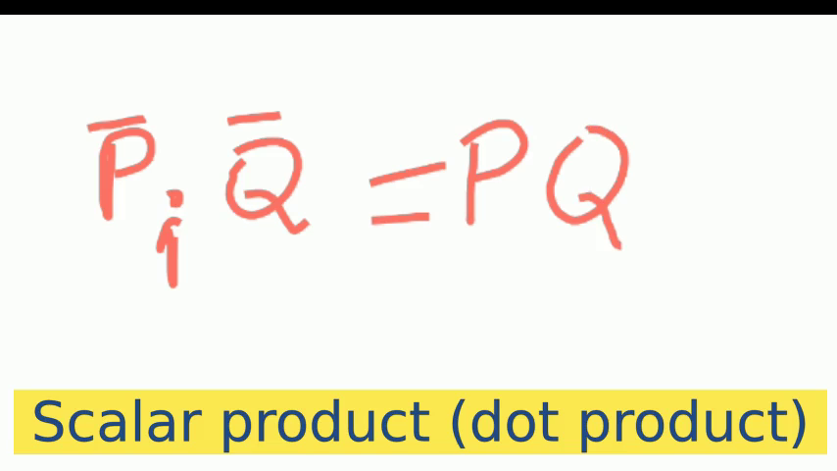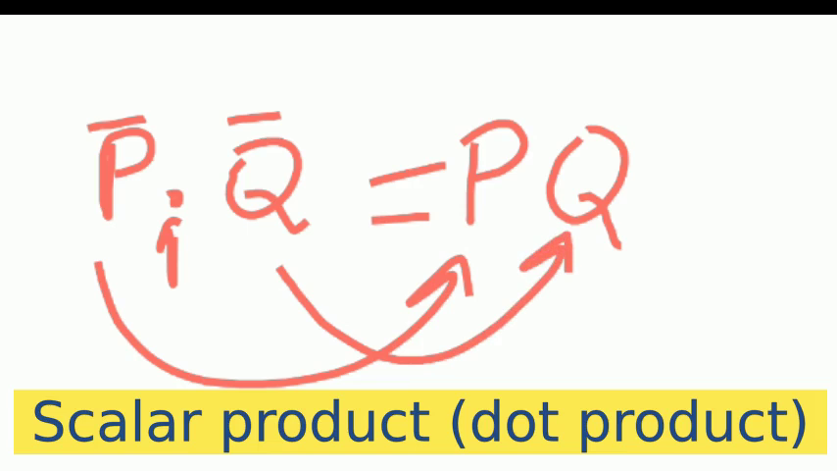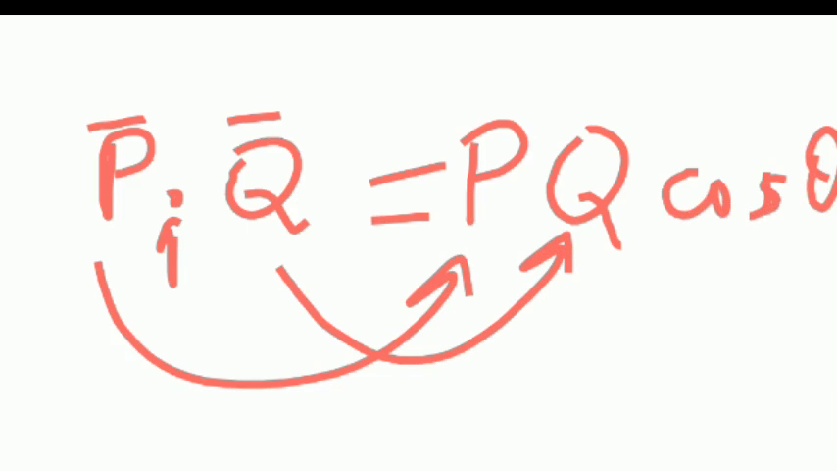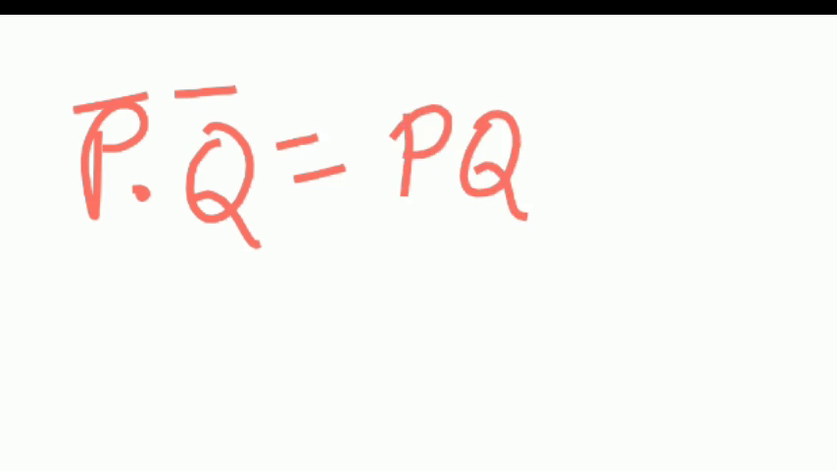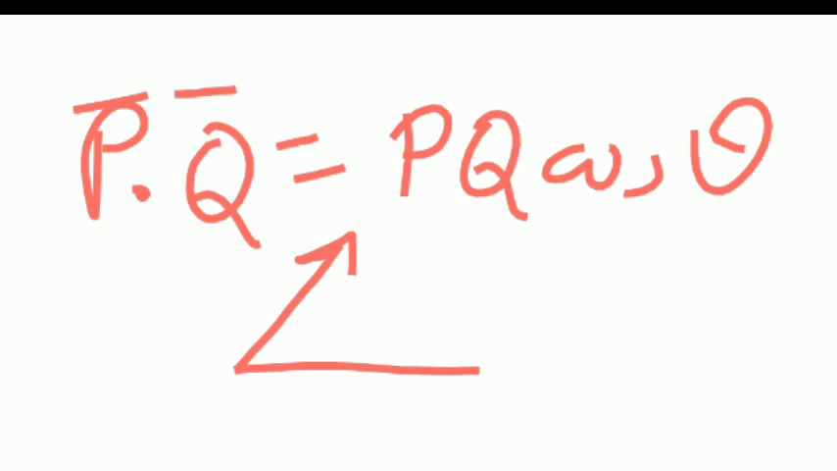So p is the magnitude of vector p bar, q is the magnitude of vector q bar, and then into cos theta, where theta is the angle between p and q. This is the definition of dot product. So I will write it again: p bar dot q bar is equal to pq cos theta. Suppose this is vector p, this is vector q, then this will be the angle between them. Let us call this theta.